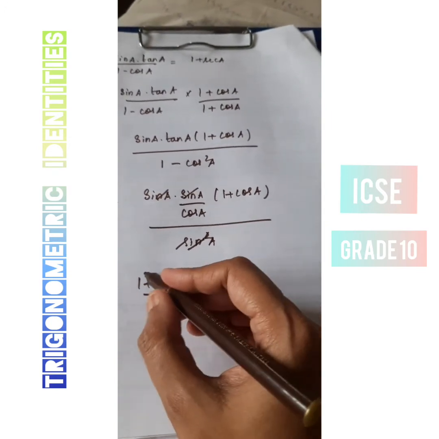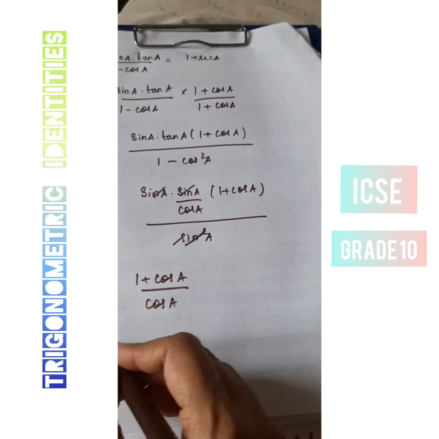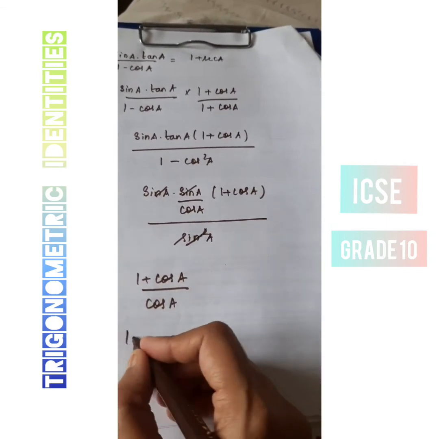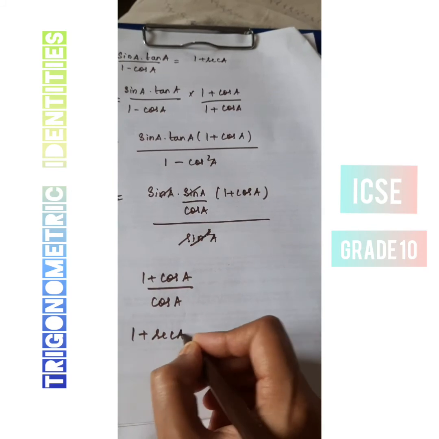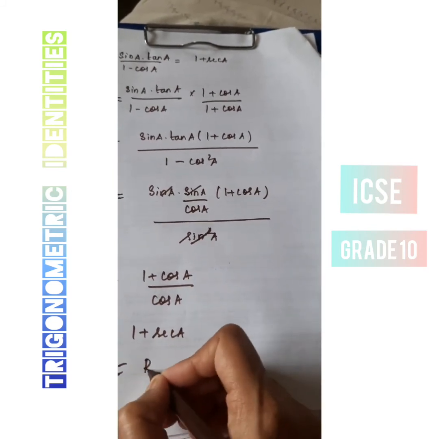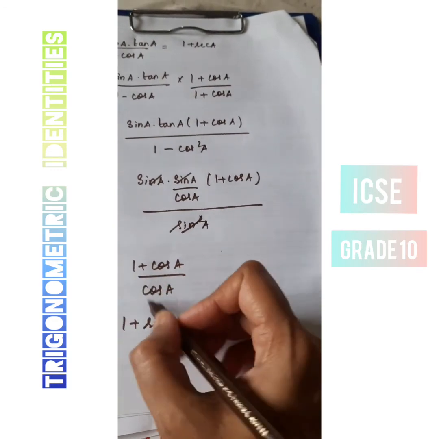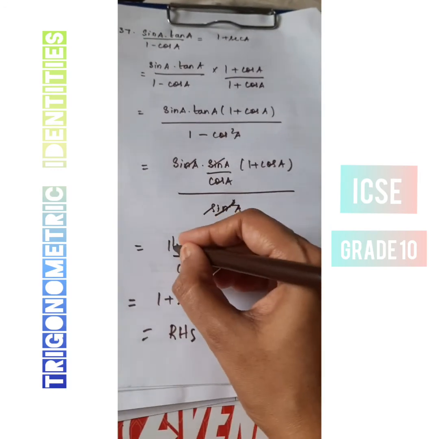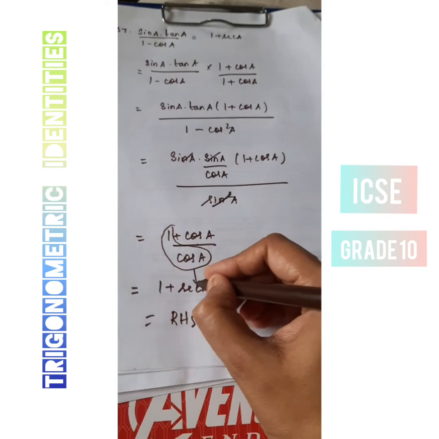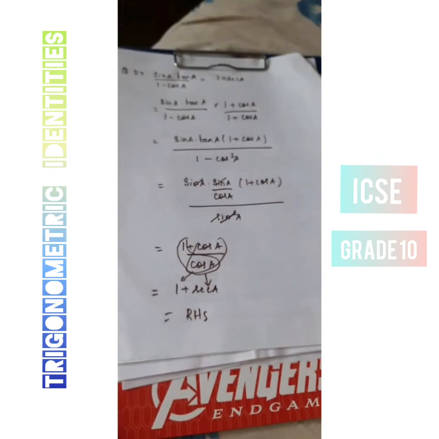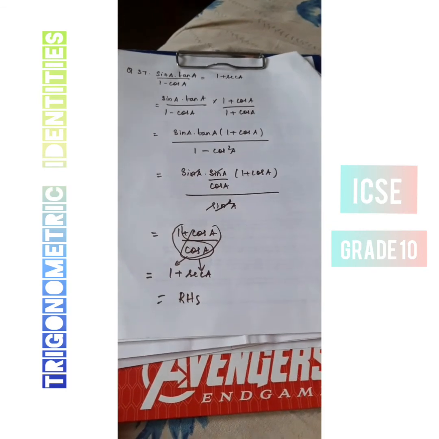And we know 1 by cos A is secant A. Cos A by cos A is 1. So it's 1 plus secant A or secant A plus 1. Position doesn't matter. Just deriving at RHS. Hence proved. It can be 1 plus secant A or secant A plus 1. Position doesn't matter in multiplication and addition. Just showing it as. Hope it's clear.